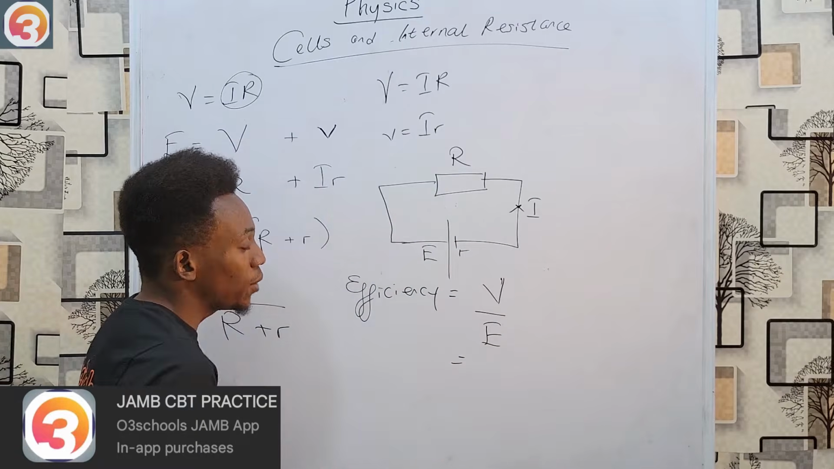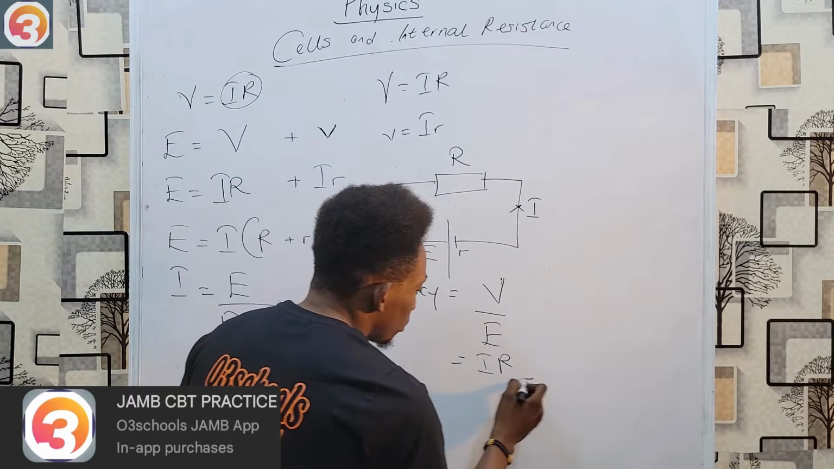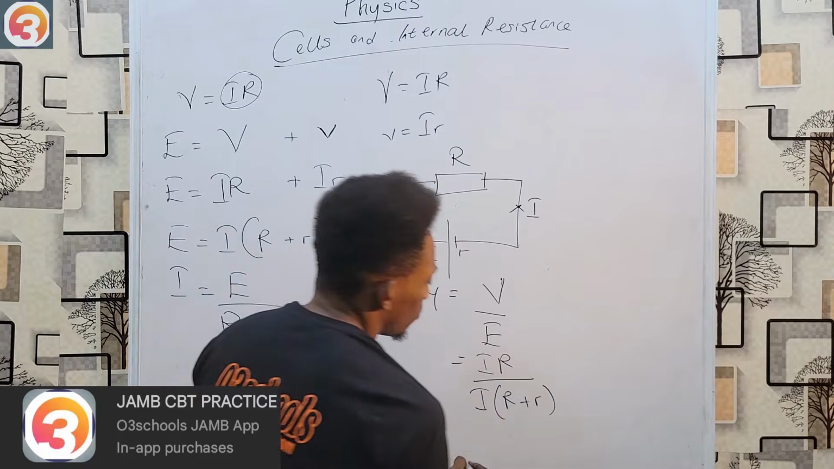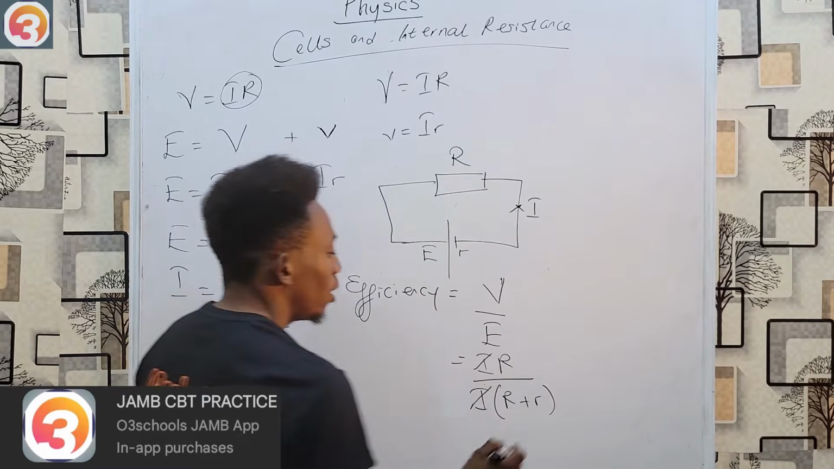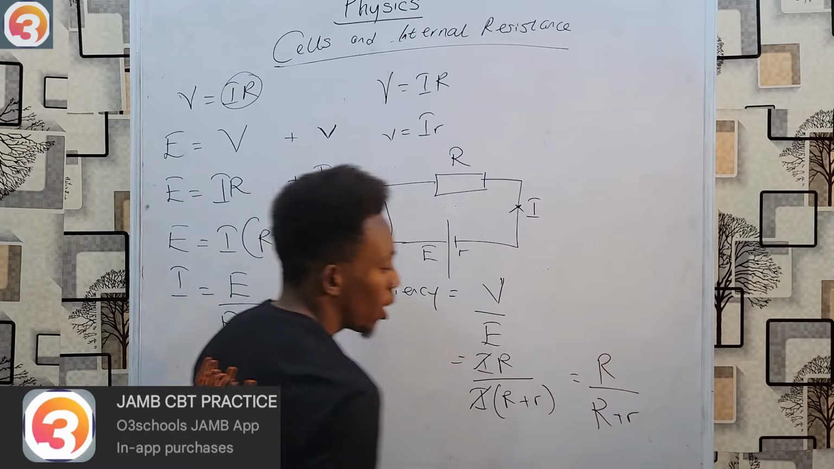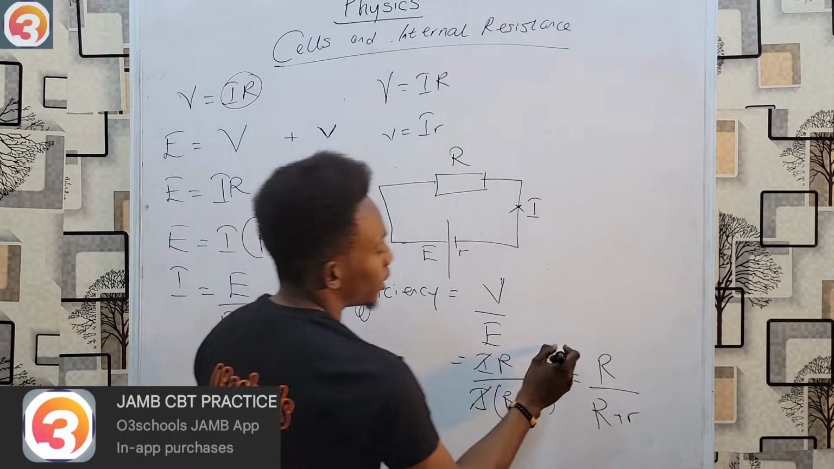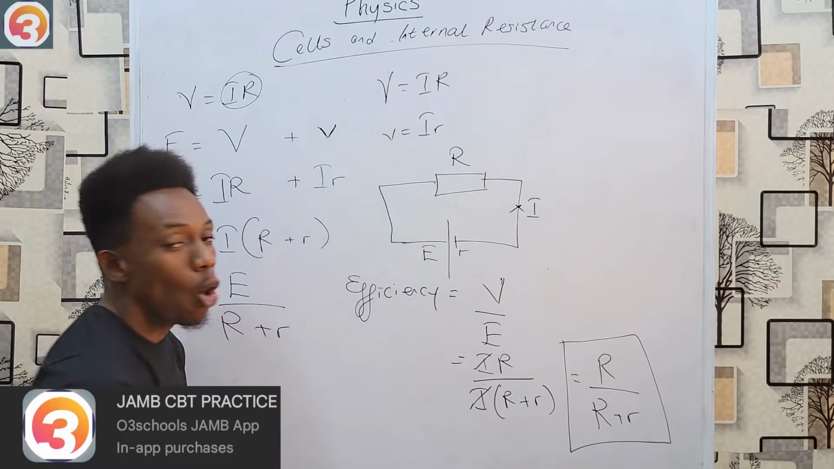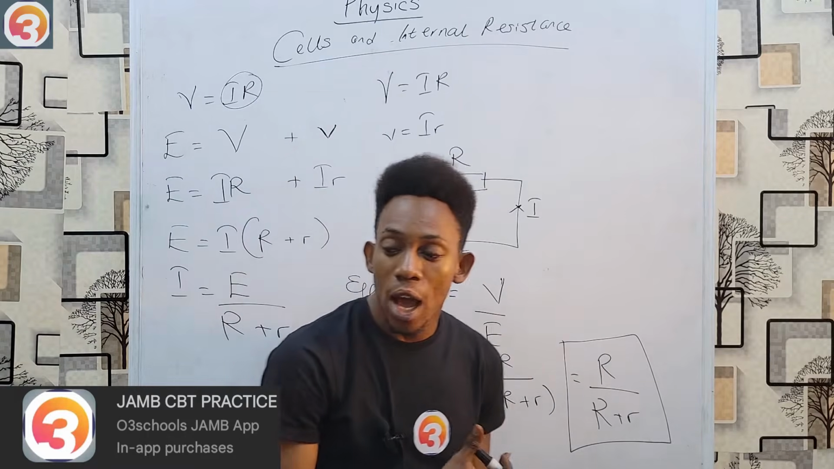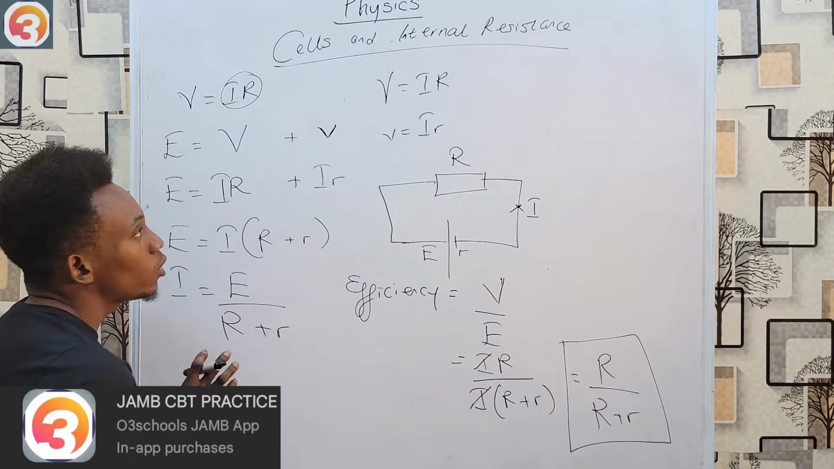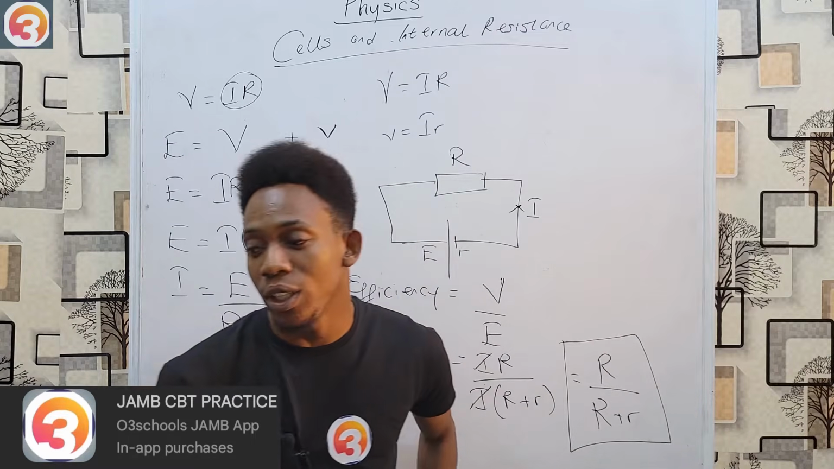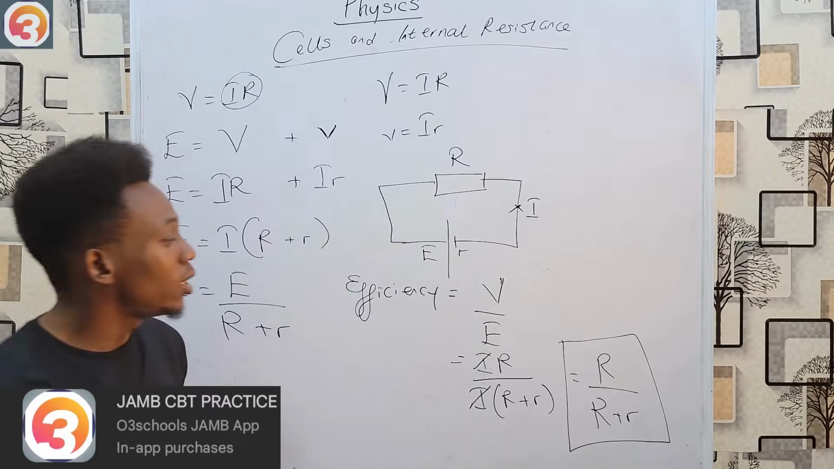So big V is I big R, while E equals I into R plus r. I cancels I, and therefore the efficiency of the cell will be R over R plus r. And you always express efficiency as a percentage. Do you see? This is a basic thing we need to know about our cell. And with this, and with our knowledge of Ohm's law from previous lessons, we can actually proceed into solving several examples in this topic.